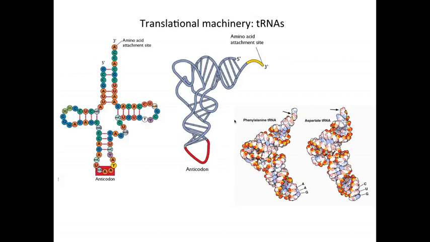In the middle is an alpha carbon trace of the tRNA. Again, the anticodon and the amino acid attachment site are highlighted. And finally, a space-filling model. So these are L-shaped molecules, you can see.